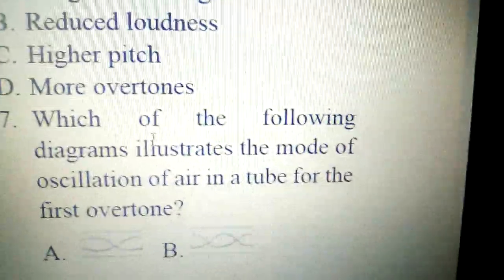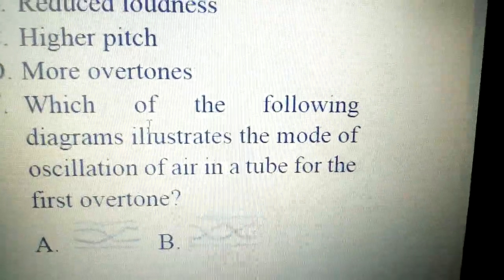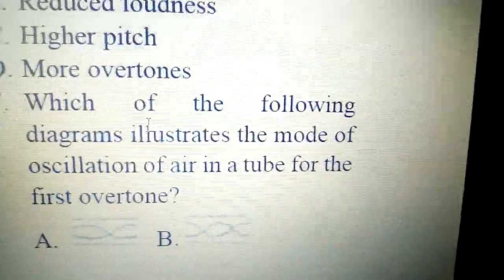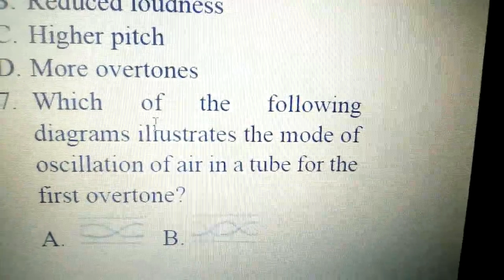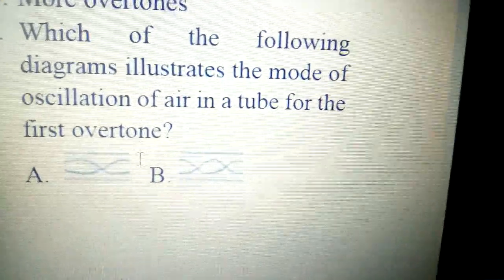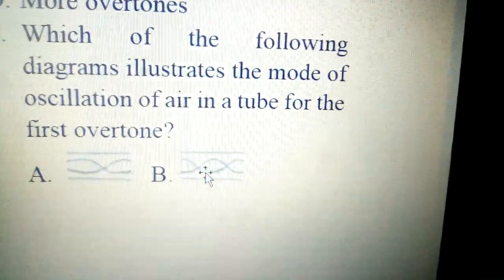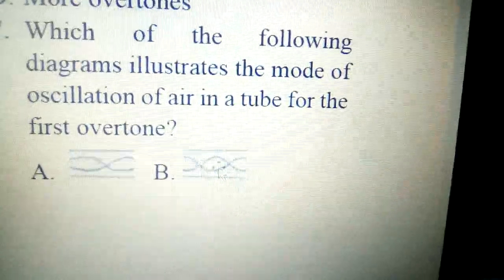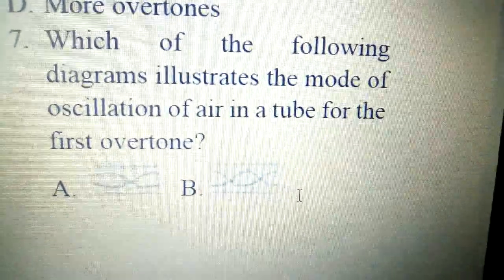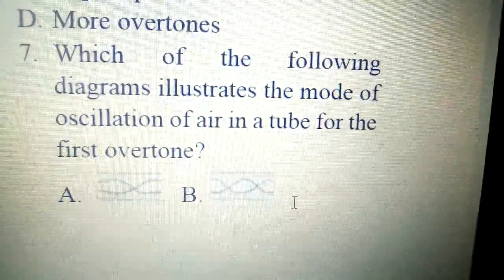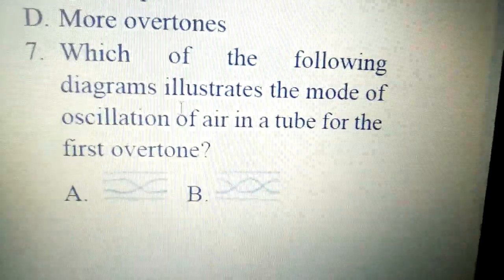Number 7 says, which of the following diagrams illustrates the mode of oscillation of air in a tube for the first overtone? We have some diagrams there. First, the diagram represents an open tube because both ends are open. And the first overtone of an open tube is nothing but the second harmonic. So, number 7, the answer is B. Going to number 8.